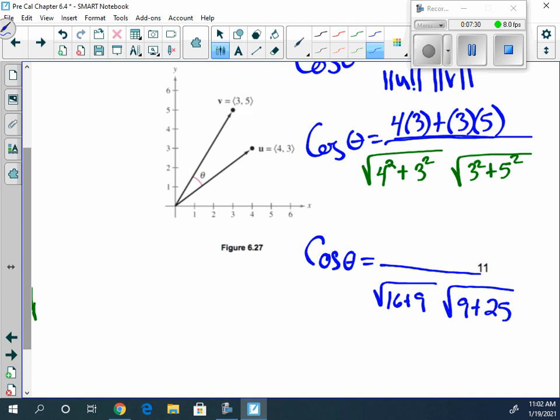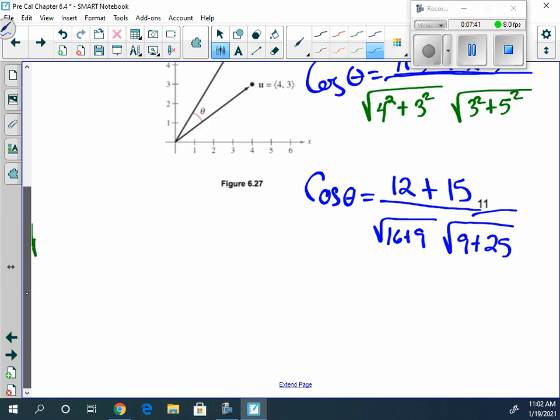A little higher. You good? So that's what we have on bottom. Now on top we'd have 4 times 3, 12 and 15. Now we can simplify this a little bit further.